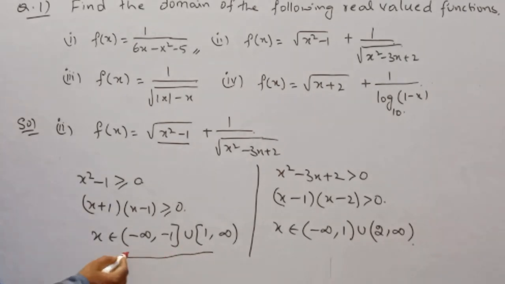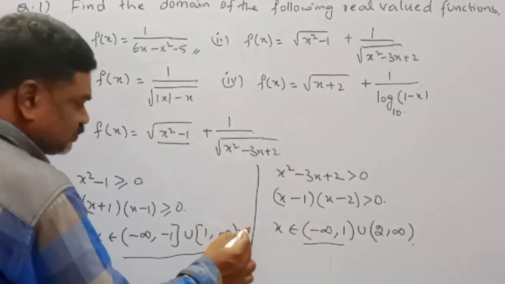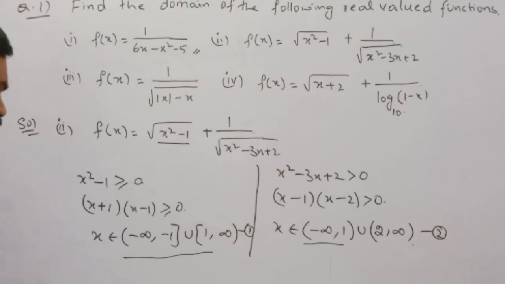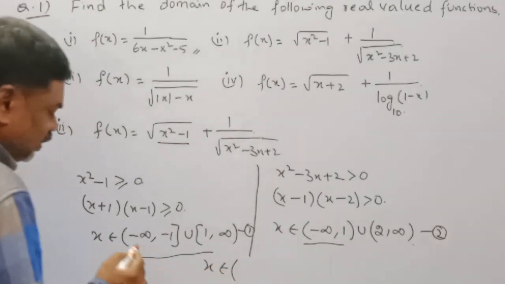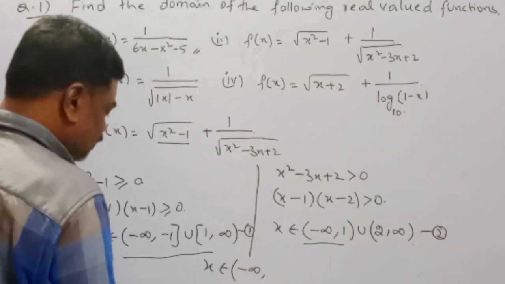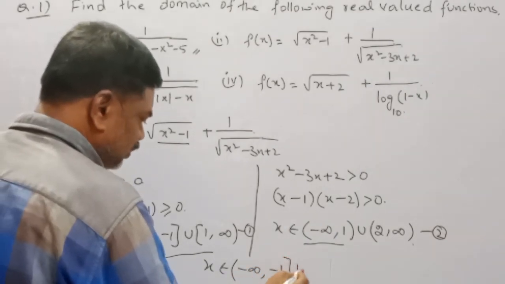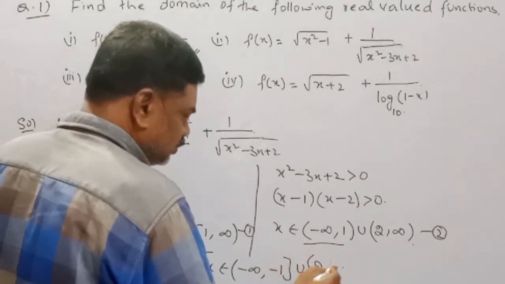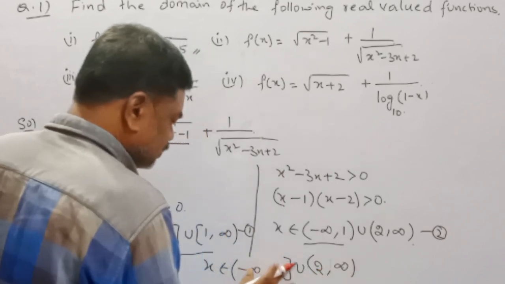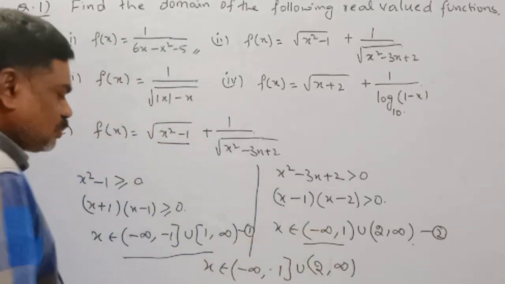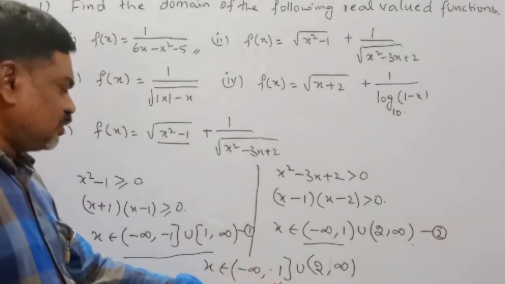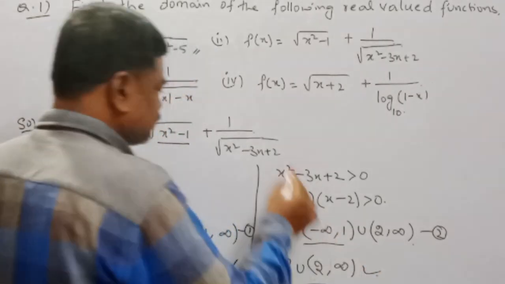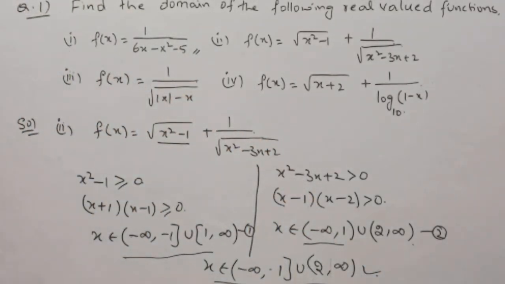The combined domain of these two: this is the first function's domain, this is the second function's domain. So what is x belongs to? X belongs to minus infinity to minus 1 closed interval union 2 to infinity. Sorry, this is up to 1: minus infinity to 1 union 2 to infinity is the combined domain of this function. Okay, all of you, that's all.